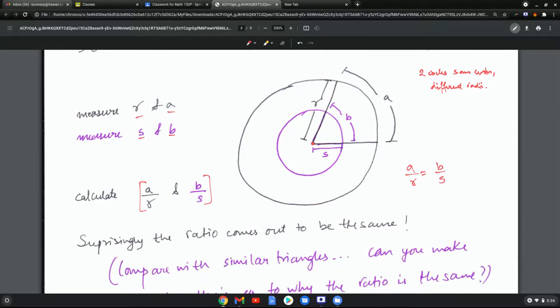Now, a comparison with similar triangle, you can think of these are not really triangles because one of the sides is not a straight line. But you can think of it in terms of similar triangle, where you can say that the smaller shape here is similar to the larger shape, and that's why the ratios work out.